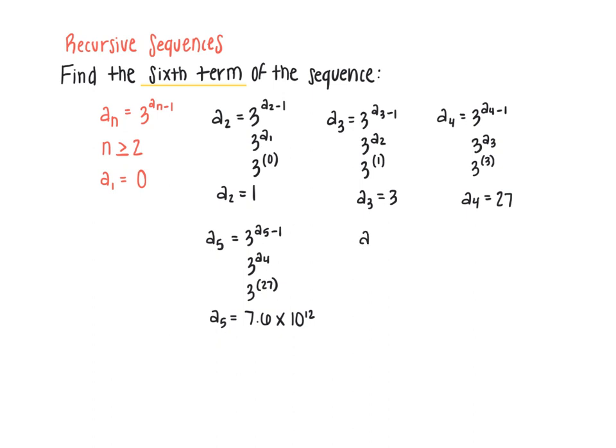So now we're going to carry out this process one more time to get the sixth term. So a to the sixth is equal to 3 to the a to the sixth minus 1, which is simply just saying a to the fifth. And we know the fifth term is equal to 7.6 times 10 to the 12th. And I don't know what this is off the top of my head, so I'm definitely encouraging you to use a calculator. It turns out that this number is so big that the calculator says it is undefined.